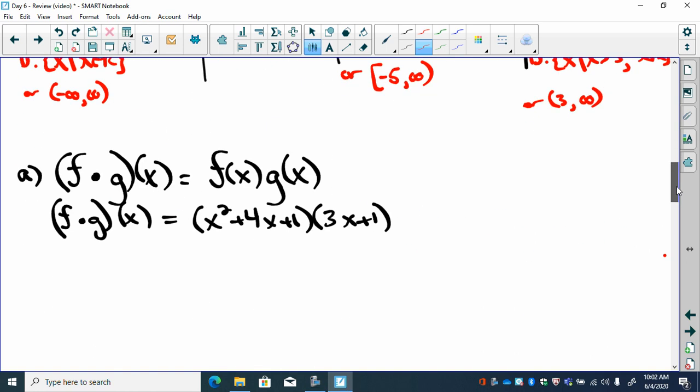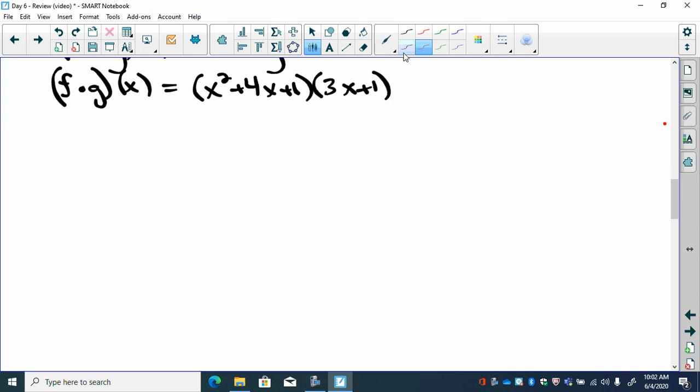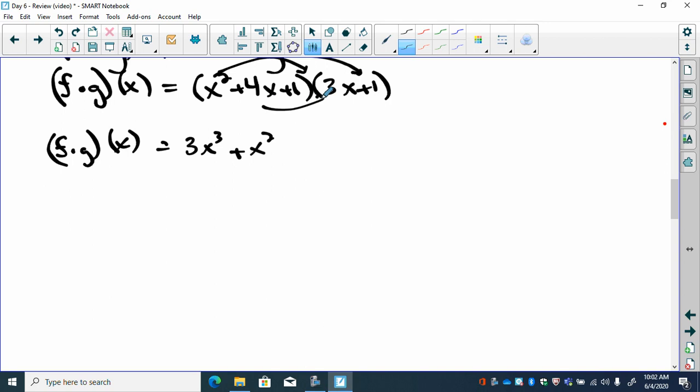So part A wants us to multiply f of x by g of x. So I've taken f of x, x squared plus 4x plus 1, and g of x, 3x plus 1. So it's this guy and this guy, and I'm going to combine them by multiplying them. Well, when I multiply them, I've got a trinomial times a binomial. Should give me 6 terms. That would give me 3x cubed. That would give me 1x squared, or x squared. That's going to give me 12x squared. That's going to give me 4x.